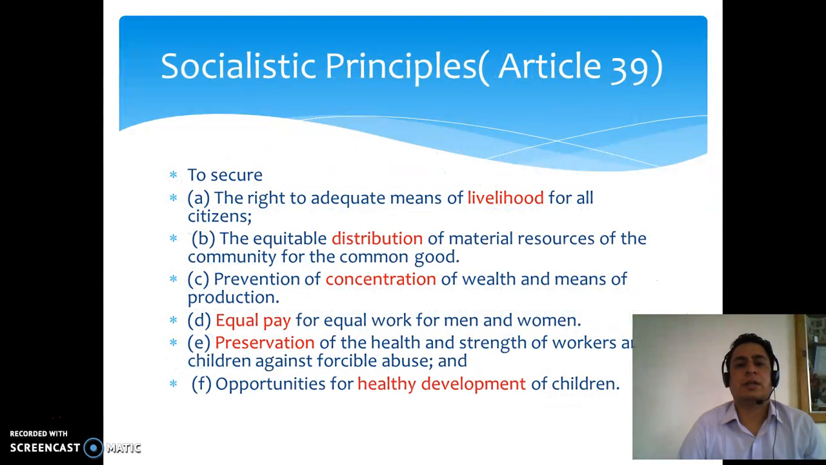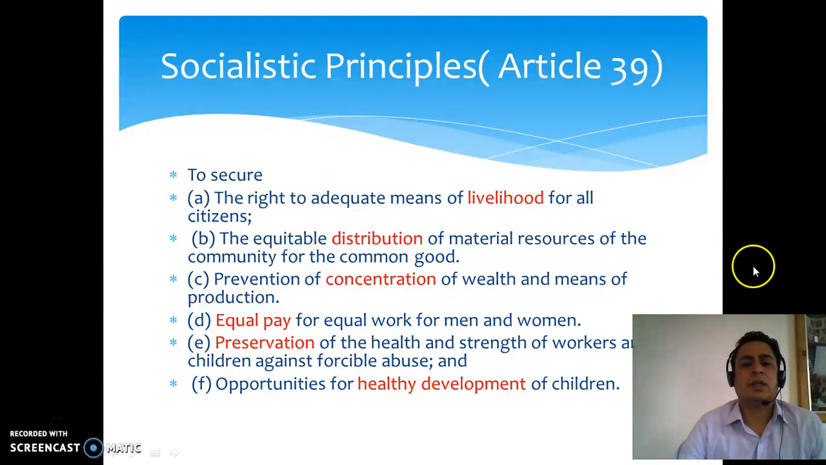Now, talking about Article 39, Article 39 has other principles in it, and these are the subclauses. In order to remember this article, I have already highlighted a few words in red which you can see here: livelihood, distribution, concentration, equal pay, preservation and healthy development. Article 39 says to secure a right to adequate means of livelihood for all citizens, equitable distribution of material resources of the community for the common good, prevention of concentration of wealth, equal pay for equal work, preservation of health and strength of workers, and children against forcible abuse, and opportunities for healthy development.